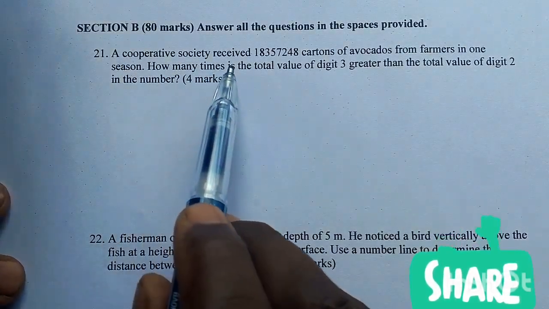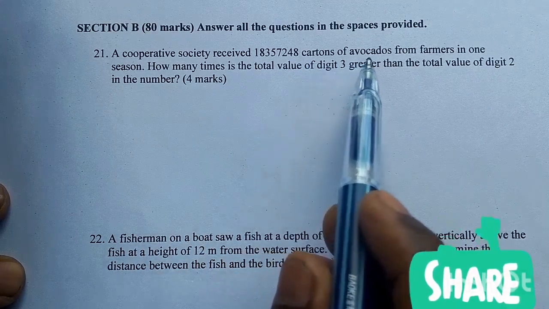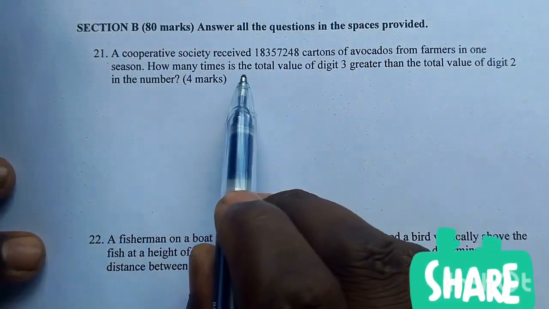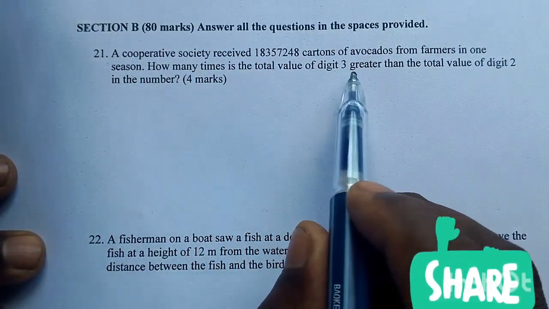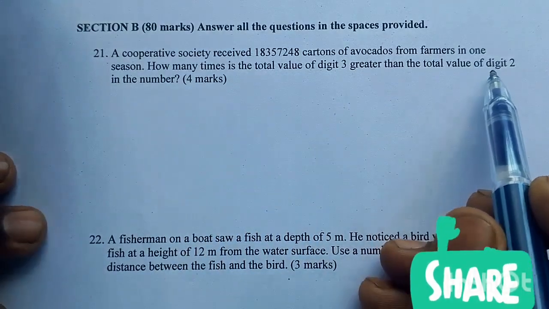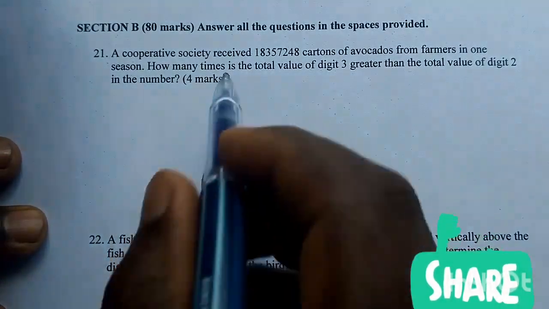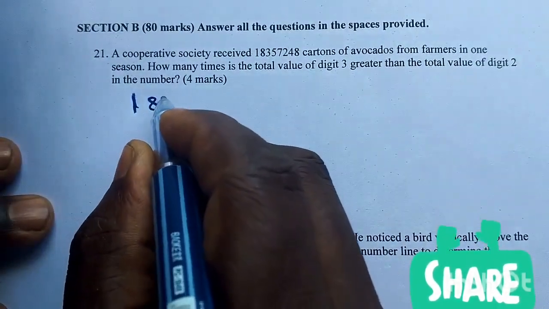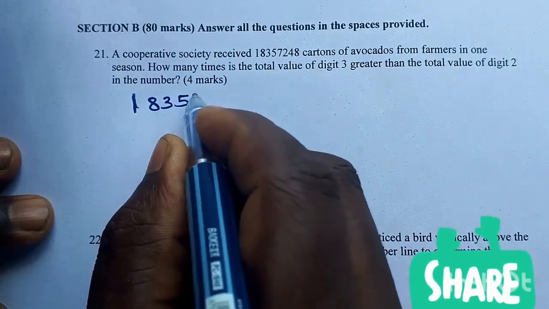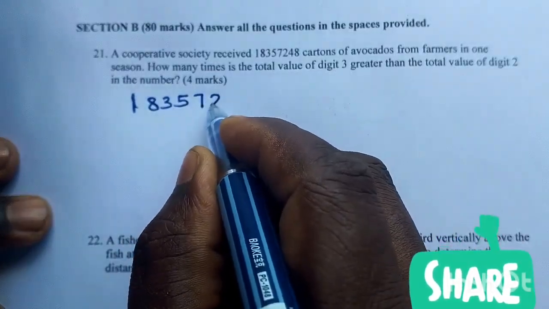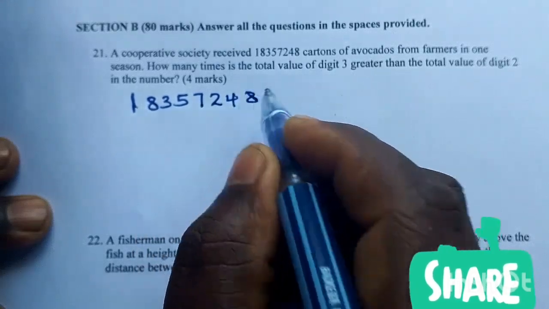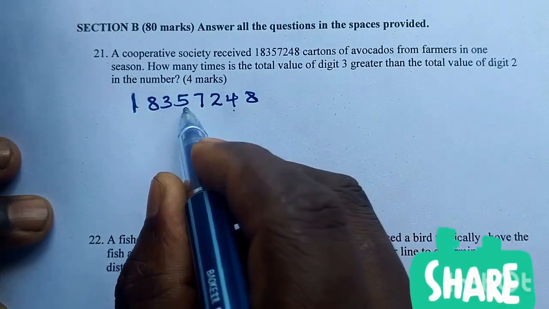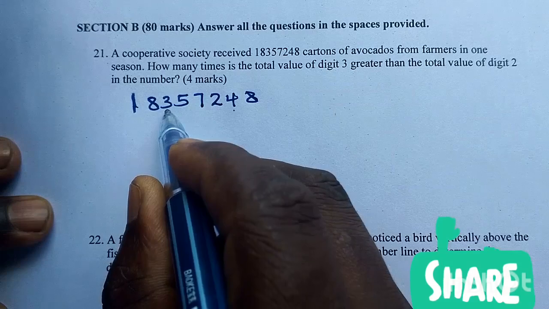A cooperative society received these cartons of avocado from farmers in one season. How many times is the total value of digit 7 greater than the total value of digit 2? The number is 1,835,724,8. Ones, tens, 100, 1,000, 10,000, 100,000.